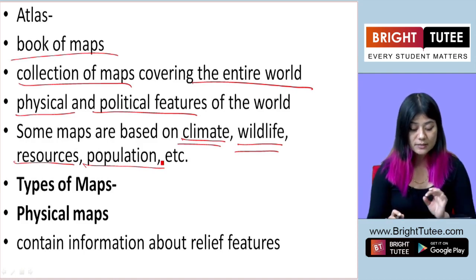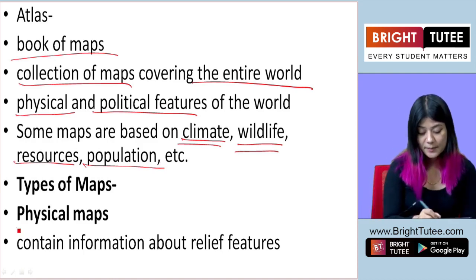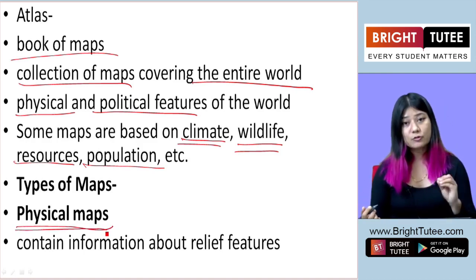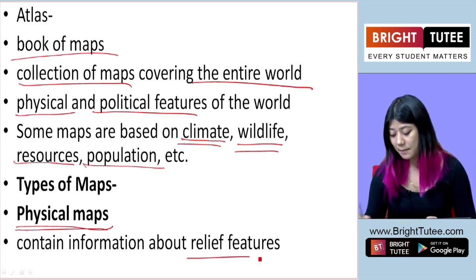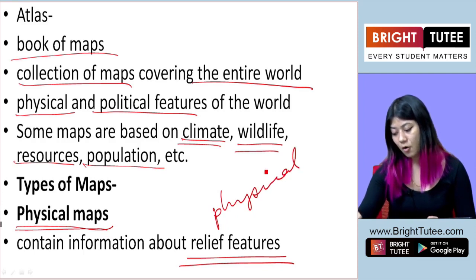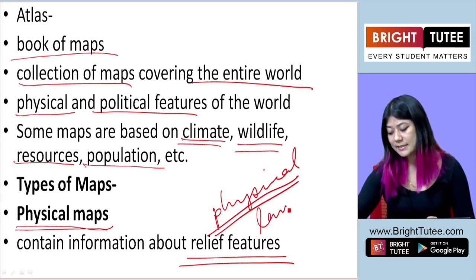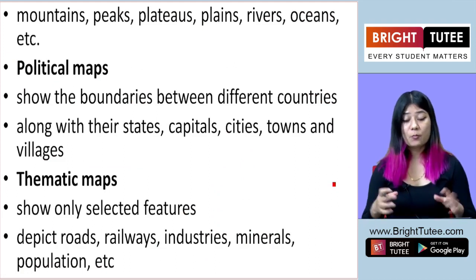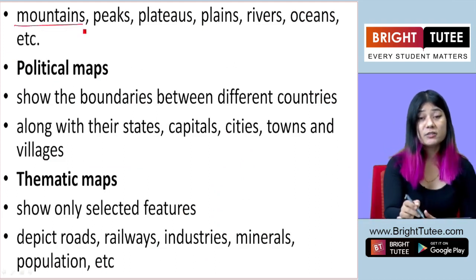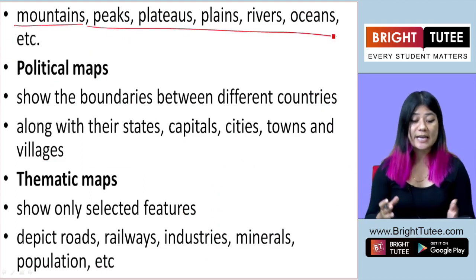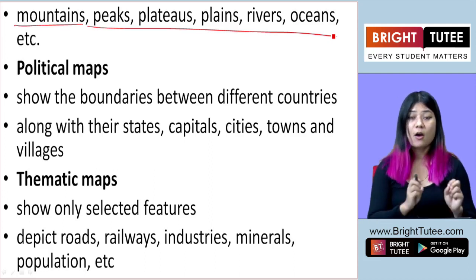Now let's look at different types of map. The first type is called physical map. What is a physical map? Physical maps are those maps which contain information about relief features, about the physical features of the earth, about the landscapes. So in these maps, what is represented? The mountains, the peaks, plateaus, plains, rivers, oceans, lakes, etc. These are represented on the map.